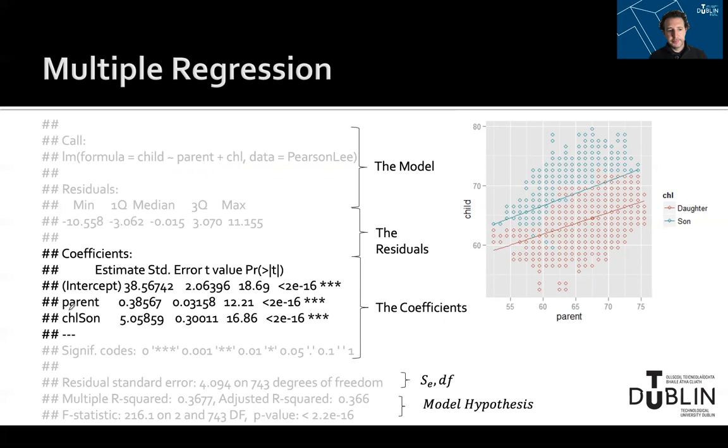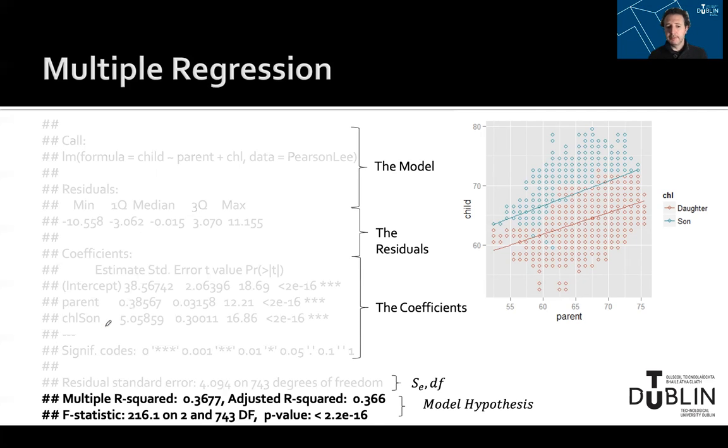Our coefficients, like before, we have parent, but now we have child, and it goes child son. Why does it go child son? It's saying that when child son is 1, add 5 inches, and that's the son's height. If that's 0, which means daughter, you don't add those 5 inches. So you need to know that son is 1 and daughter is 0. So sons are 5 inches taller than daughters. So you find out a bit more information. Indirectly from the model, you've been able to compare sons' and daughters' heights as a function of their parents' heights.